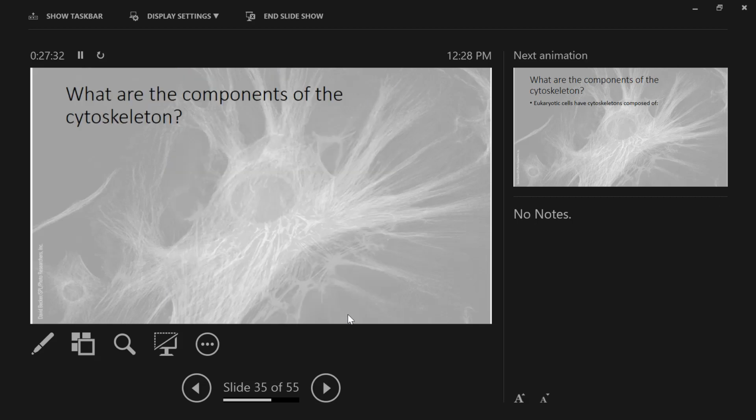All right, what are the components of the cytoskeleton? What are the components of the cytoskeleton? So part of your quiz question asks you for two functions of the cytoskeleton.